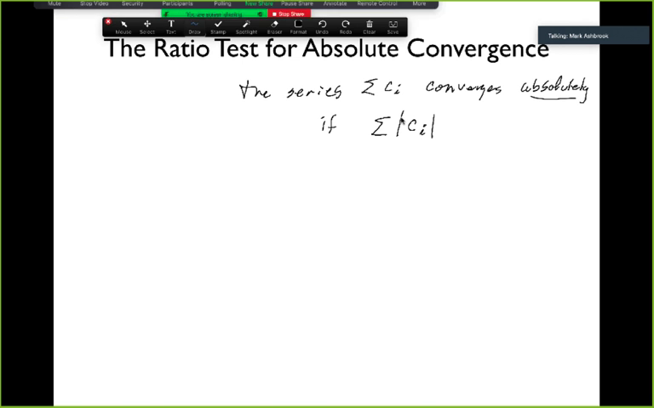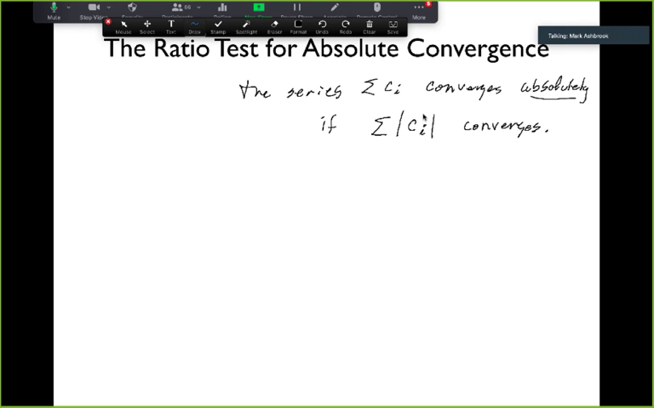But if you take away any terms that are subtracted, make them all positive, and it still converges, then it's a stronger convergence. It doesn't need that subtracting effect on some of the terms to converge. It'll do it even if they were all positive. That's what absolute convergence is. So you think of absolute value: the absolute value of all the terms converges.